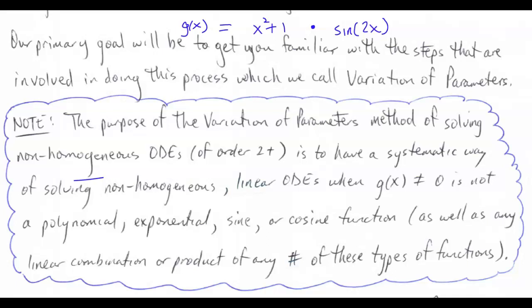However, if my ordinary differential equation had a g of x that was not this, so let's say I had something like natural log of x times x squared plus 1, the fact that natural log of x is not a polynomial, an exponential, a sine function, or a cosine function means I would have to use the method of variation of parameters to solve a non-homogeneous ordinary differential equation. And so that's really what the method that we're going to learn is for.